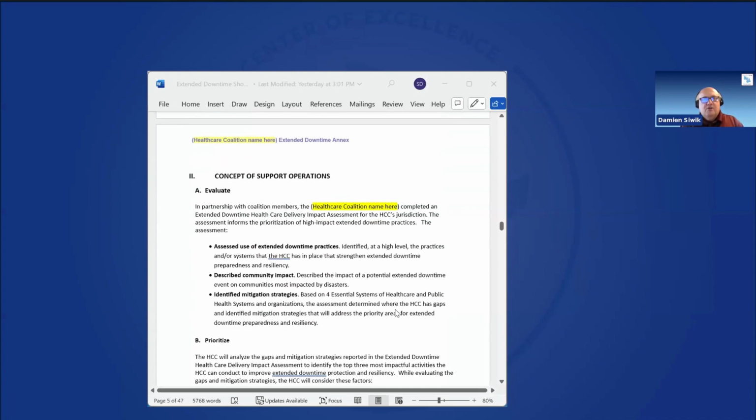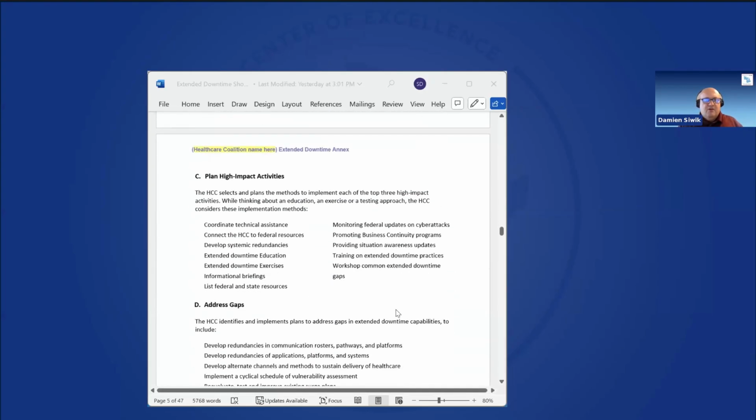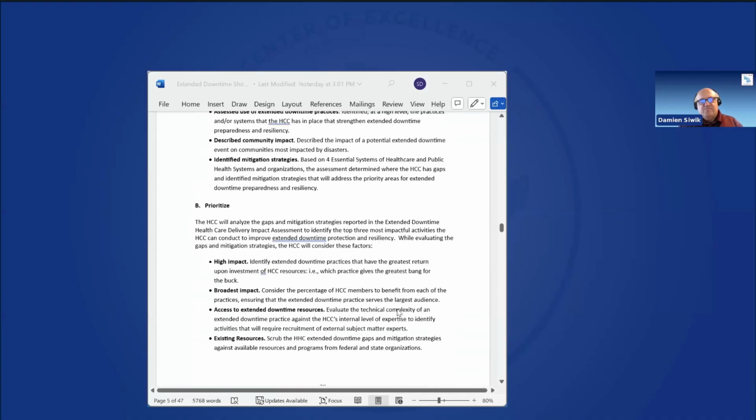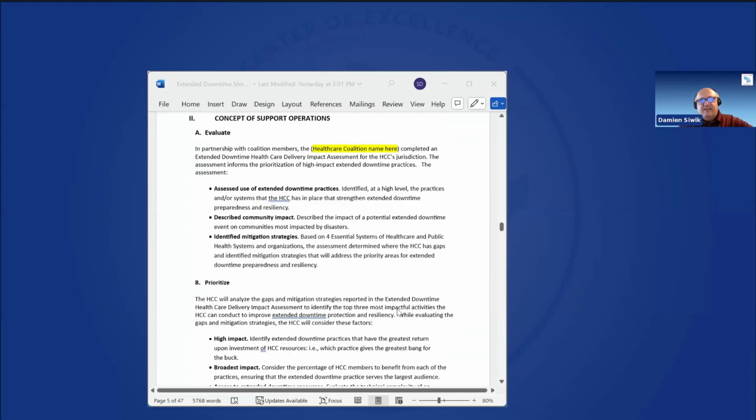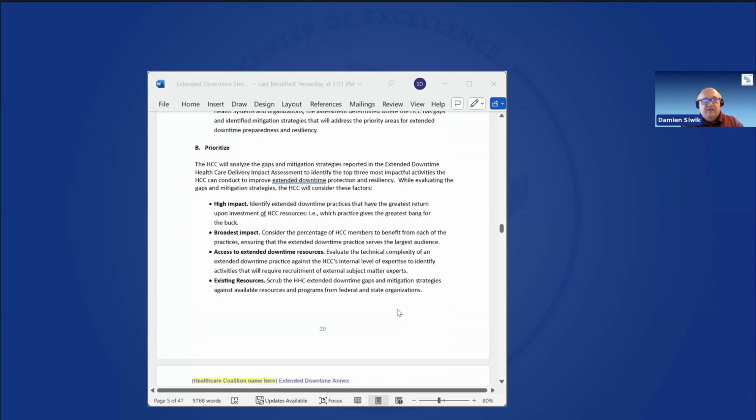Concept of support operations, once again, likely very familiar to the audience. Evaluate, prioritize, plan, address the gaps, and mitigate disruptions. With the evaluate, which was identified in the previous form, assess the use of extended downtime practices, describe community impact, and identify mitigation strategies. Prioritize, and once again, this can be at the discretion and the expertise of each individual healthcare coalition based upon the assessment. This is gap concern number one, number two, and number three, and identify which ones to address with the plan.